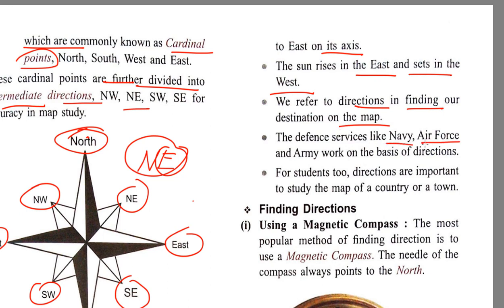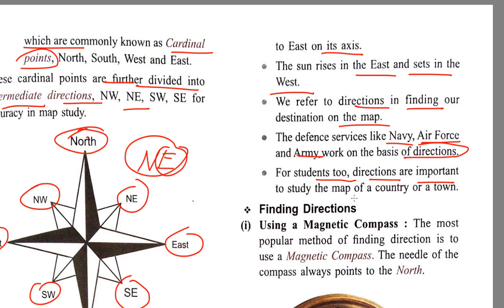Navy, they are traveling with their ships. How is it possible? On the basis of direction only. So on the basis of map and compass, they are identifying their place, and according to the direction they are traveling. So for students too it is very important. Directions are important to study the map of a country or a town.